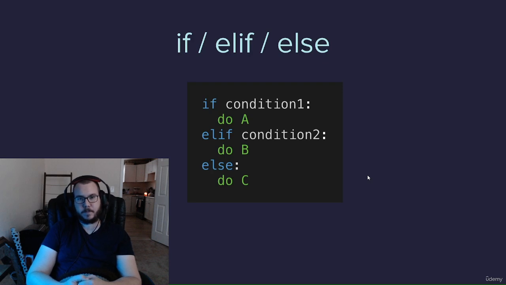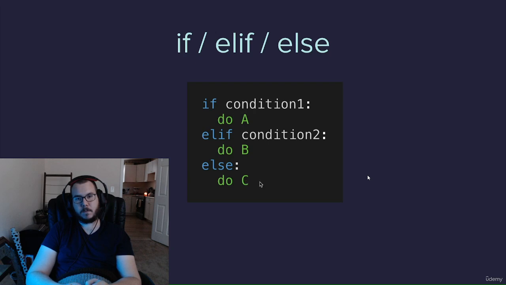Now, in the last lesson, we saw how we could use if, elif, else to check for multiple conditions. But in this case, we're only checking one condition, even though we have multiple. Because if this first condition is true, then we would do whatever it is we need to do, and then we would bypass everything else.